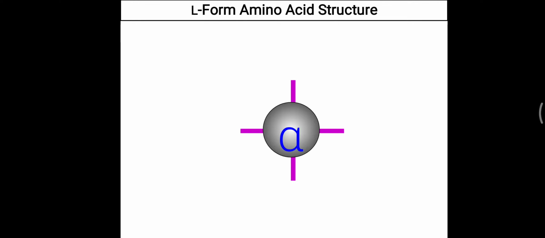First, the L form of amino acid, which is found in nature as well as in our body. You have to remember that in protein, mostly all amino acids are the L form of the amino acid. What do we mean by L form? When the amino group is present on the left hand side, that is called the L form of the amino acid.